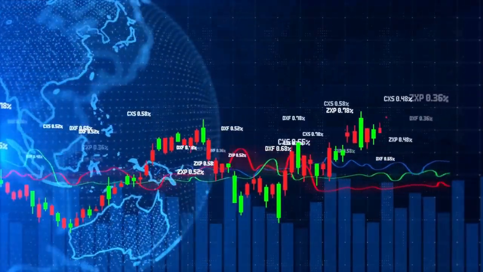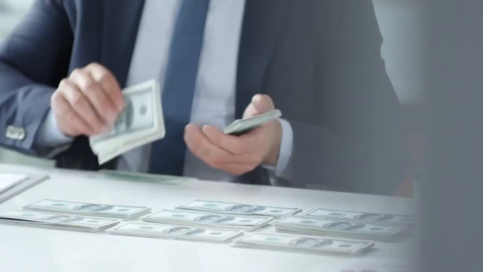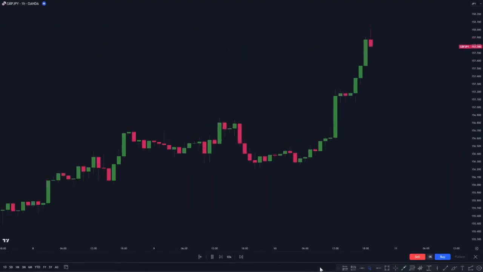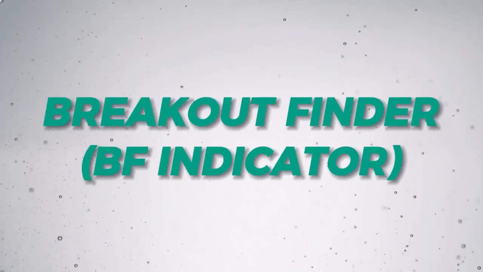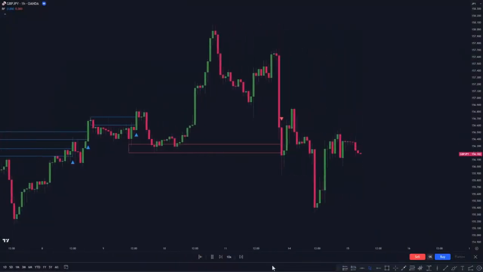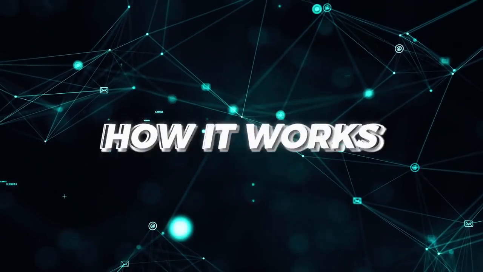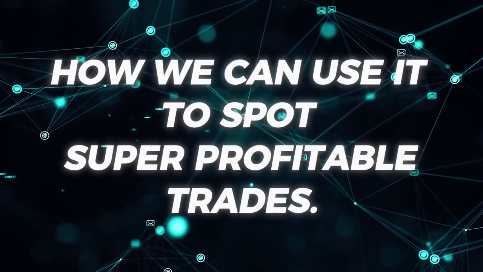In the ever-evolving world of trading, catching the next big move in the market is every trader's dream. Imagine having a trading tool tailored to pinpoint these crucial moments in price, turning potential into profit. Well, ladies and gentlemen, welcome the Breakout Finder, or the BF indicator, a game-changing tool designed to identify market breakouts right as they happen. Crafted from complex algorithms and keen market insight, this tool not only identifies but also anticipates breakouts in the market. Stay tuned as we explore what this indicator is, how it works, and how we can use it to spot super profitable trades in the market.